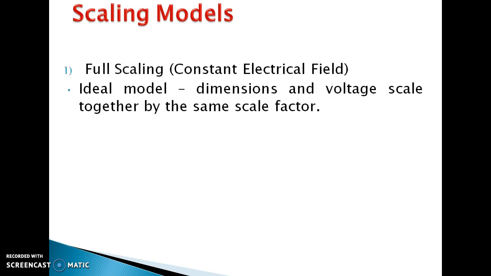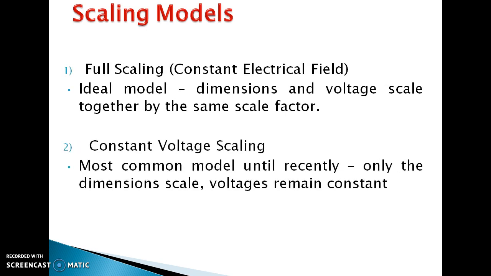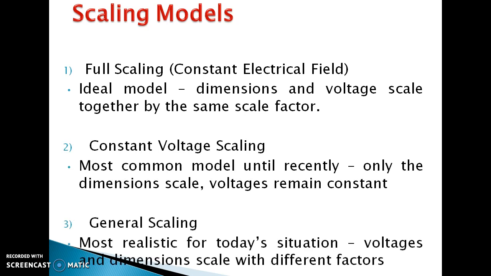Scaling models. Now we'll discuss different types of models for scaling. We have 3 types of scaling. The first one is constant electric field scaling, the second is constant voltage scaling, and the third one is general scaling. When we say constant electric field scaling, this is the ideal model. Here both the dimensions and voltages are scaled by the same scaling factor. Whereas in constant voltage scaling, the dimensions scale but the voltages remain constant.